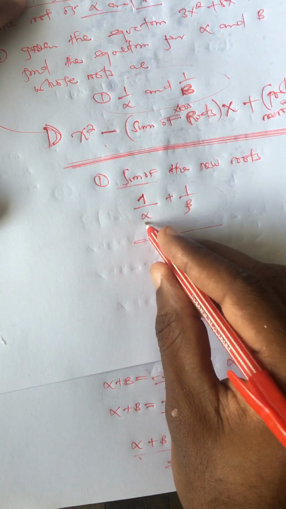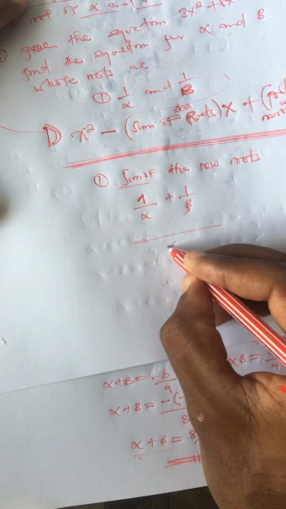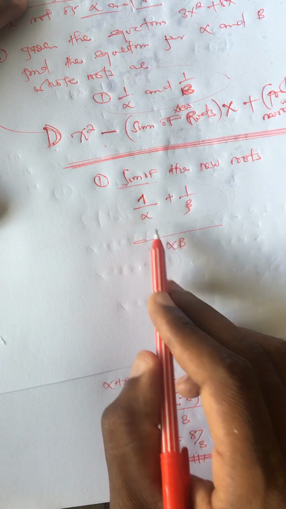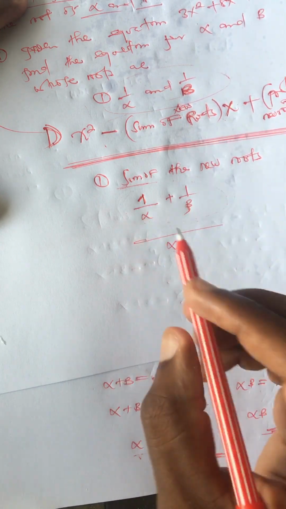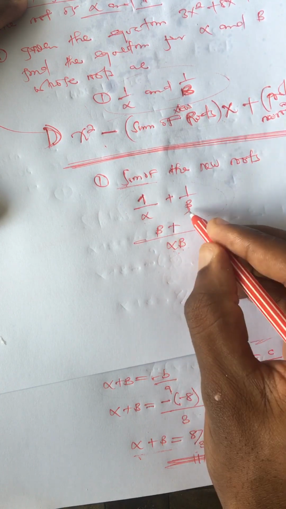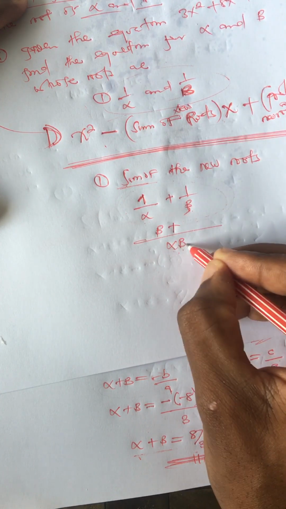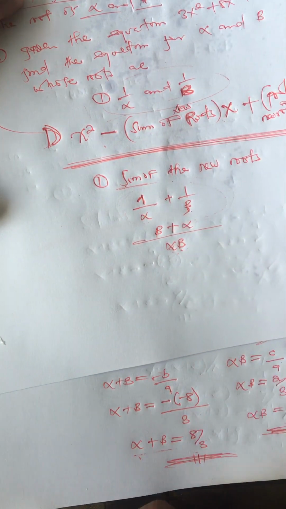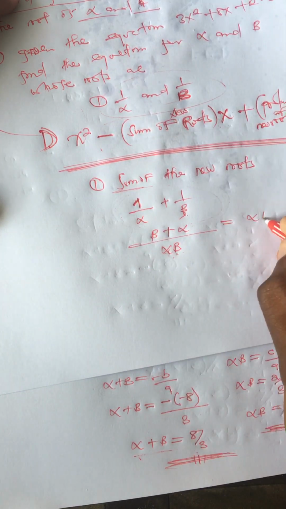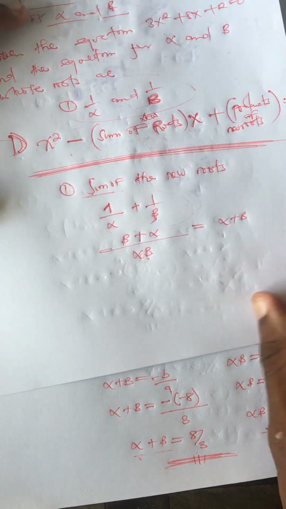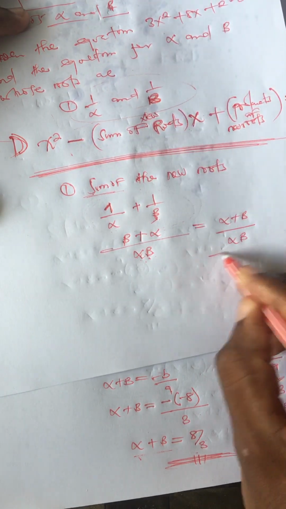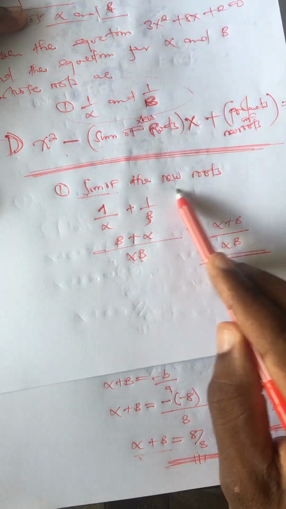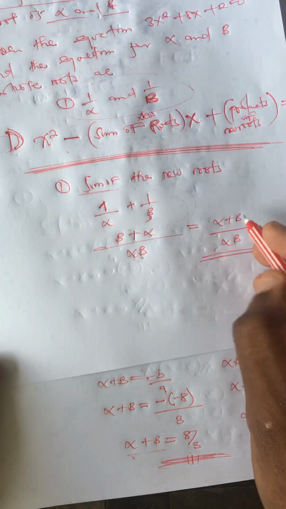What's the common denominator for alpha and beta? It will be alpha beta, like that. Then from there, alpha into alpha beta remains with beta, then beta multiplied by 1 gives beta. Then plus beta into alpha beta remains with alpha, then alpha multiplied by 1 remains alpha. So this will give you alpha plus beta over alpha beta. So this is the sum of the new roots.